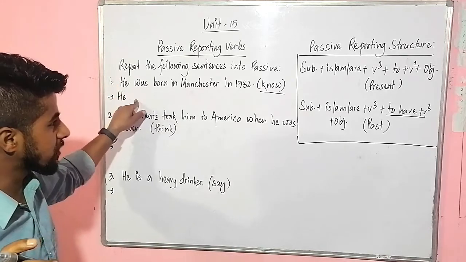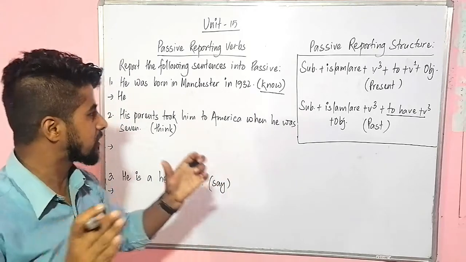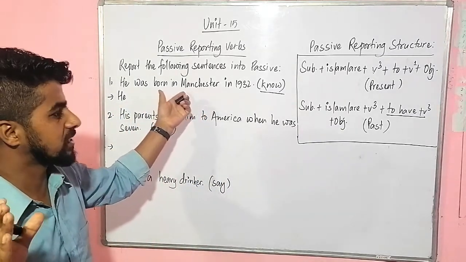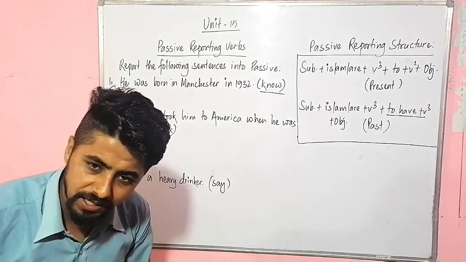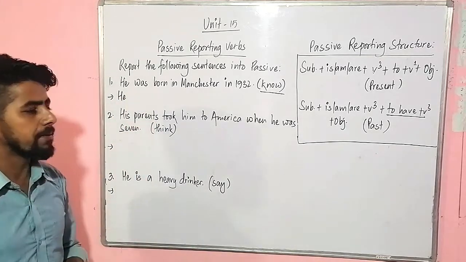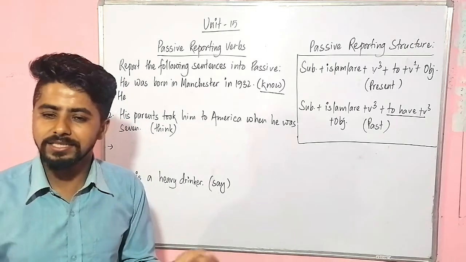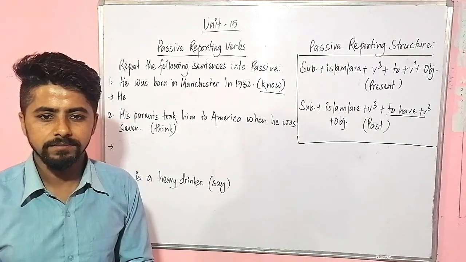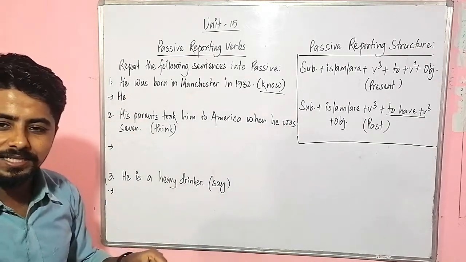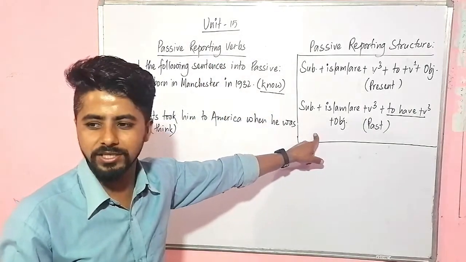First of all, write the subject, then make sure about the tense of this sentence. In which tense it is given. Either it is given in the present tense or in the past tense. So tell me, "He was born in Manchester in 1932." Is it in present tense or past tense? Of course, here is the use of was. That's why the sentence is in its past form, so we have to use the latter structure.